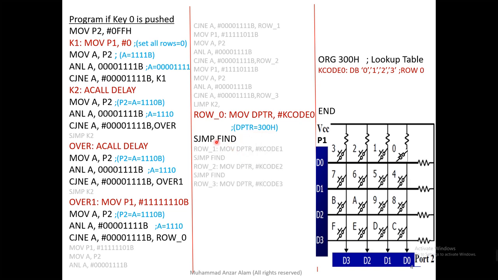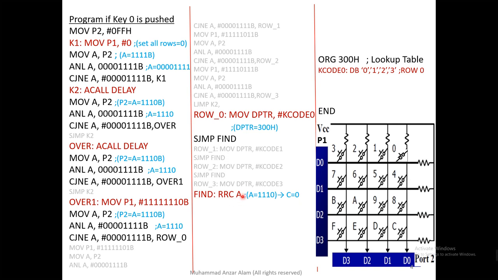Okay, now the next, so remember the data pointer has 300 value, and the short jump, we will have short jump, but short jump to find. Okay, where is find? We have to see. Okay, find is here. So this code will not be utilized. Find RRCA.